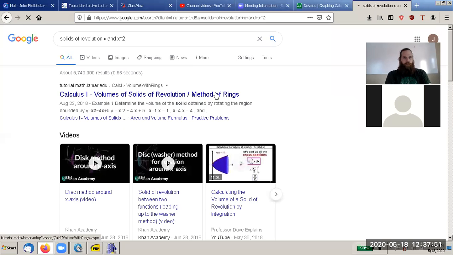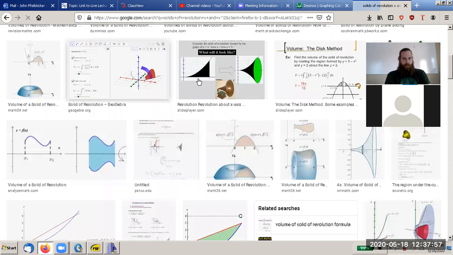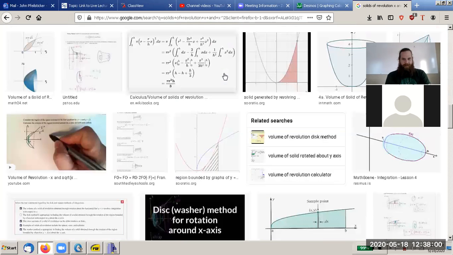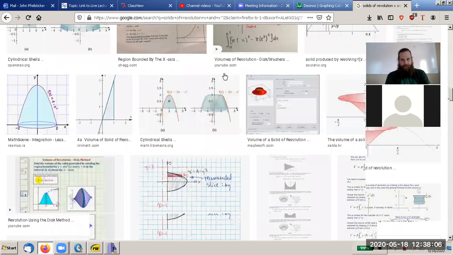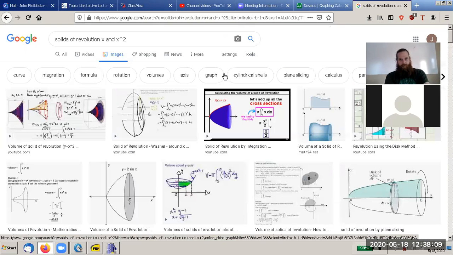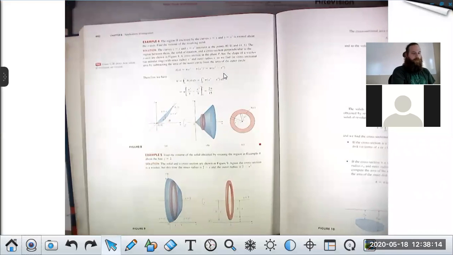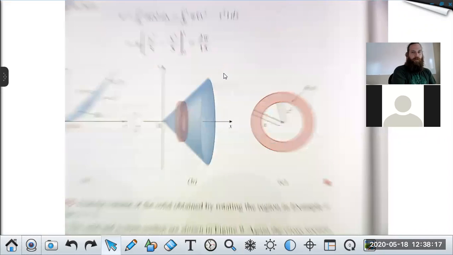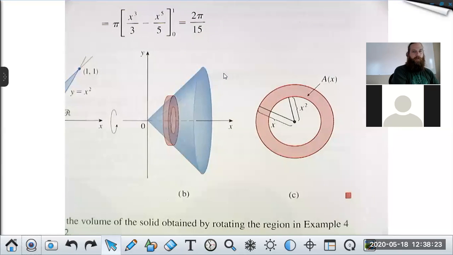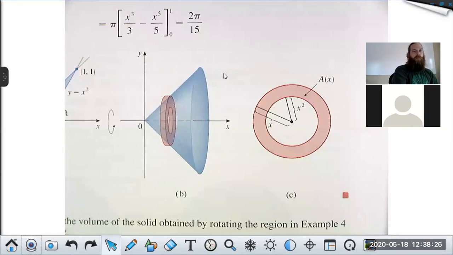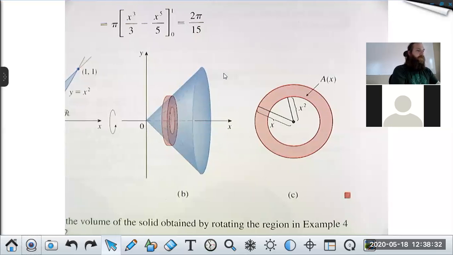Let's see what I get if I search this. Nothing nice here. Okay, so I'll show you the textbook's drawing of this thing. So you see the outside is like a cone, but the inside is all bloopy. So imagine you took a cone, but then you make the inside of it puff out into the cone. That's what we're looking at here.